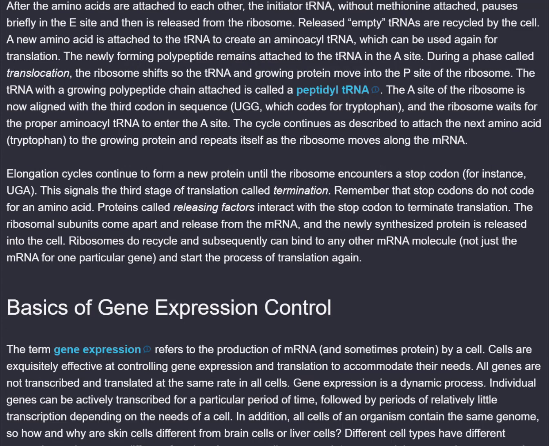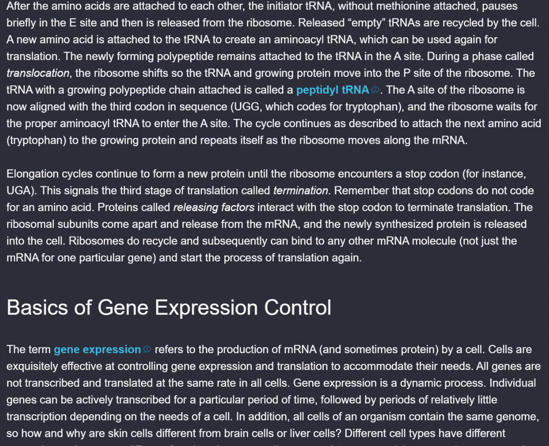After the amino acids are attached to each other, the initiator tRNA, without methionine attached, pauses briefly in the E site and then is released from the ribosome. Released empty tRNAs are recycled by the cell. A new amino acid is attached to the tRNA to create an aminoacyl tRNA, which can be used again for translation. The newly forming polypeptide remains attached to the tRNA in the A site.